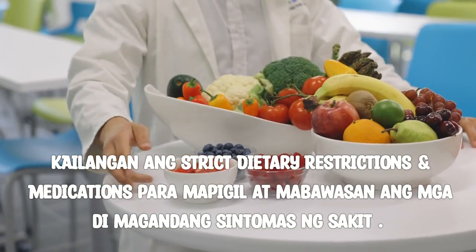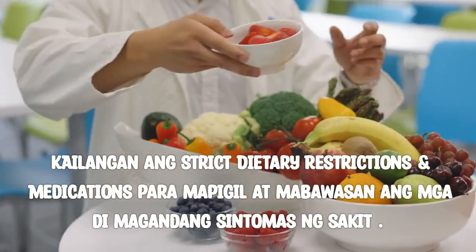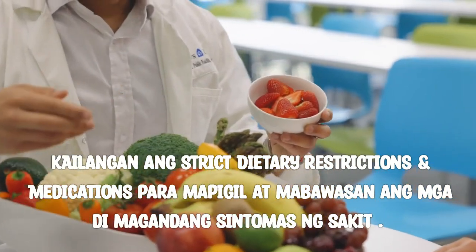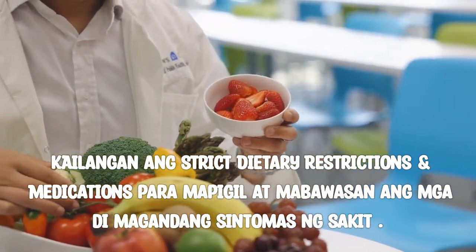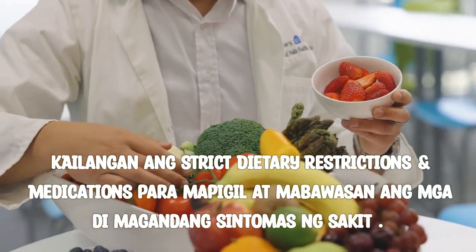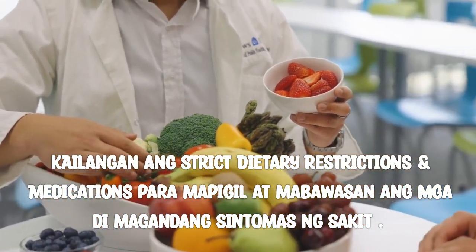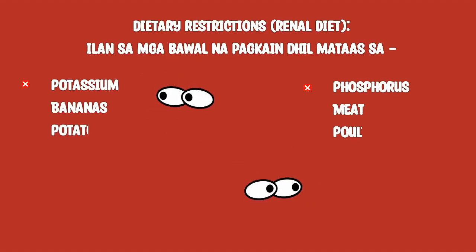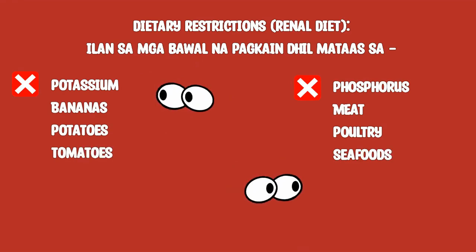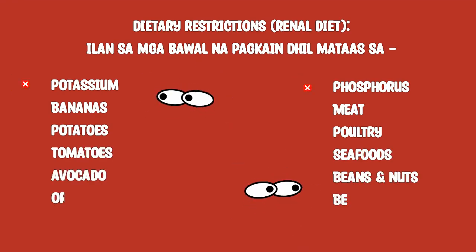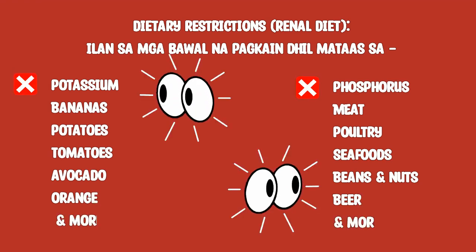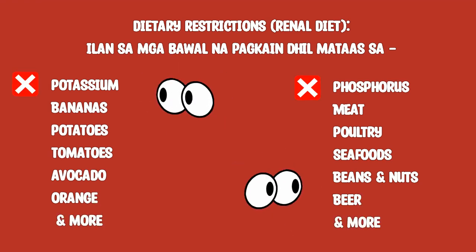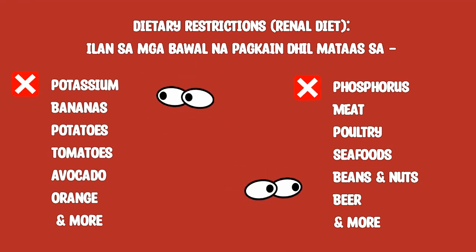Patients undergoing dialysis may need to adhere to dietary restrictions, take medications to manage symptoms and complications, and make lifestyle adjustments to optimize their health and well-being. Kidney failure patients are not allowed to eat foods high in potassium and phosphorus. Examples of foods high in potassium are bananas, potatoes, tomatoes, avocado, orange, and more. Examples of foods high in phosphorus are meat, poultry, some seafood, beans, nuts, beer, and more.